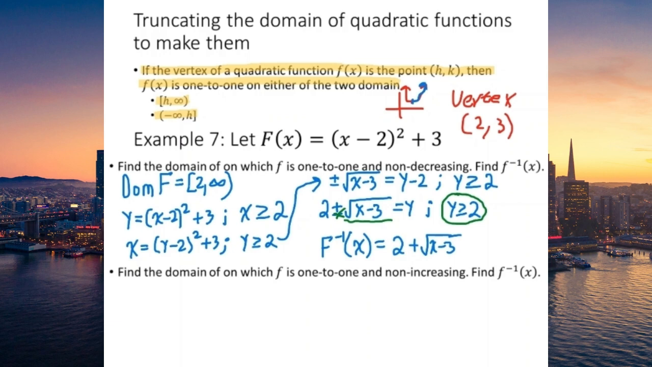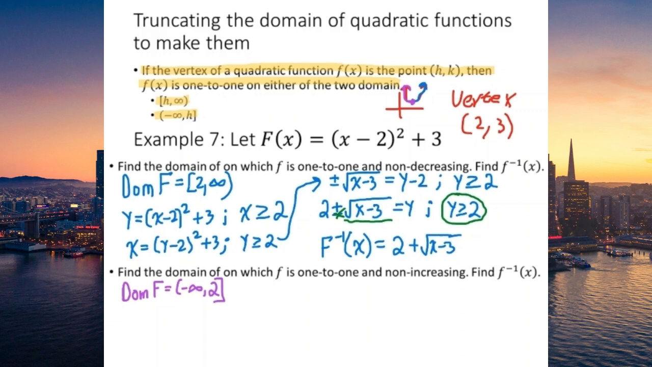In the next example, we're going to find the domain of f of x, where f of x is one-to-one and non-increasing. Then we're going to find our f inverse of x. Taking a look at our graph, the right-hand side is increasing. So this time, we want to use the domain that represents the left part of the graph. So our domain of f that we're going to use to represent the part of our graph that is 1 to 1 and not increasing will be the interval negative infinity to 2.